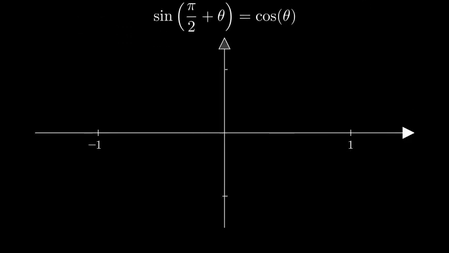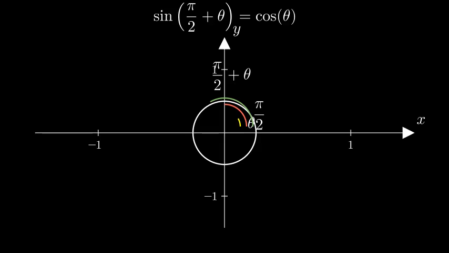Here we have our unit circle with radius 1, and here are our x and y axes. Let's mark an angle theta from the positive x-axis. Now let's visualize pi over 2 plus theta. First, pi over 2 represents a 90-degree rotation counterclockwise from the positive x-axis. When we add theta to this, we get an angle that's theta degrees beyond 90 degrees.